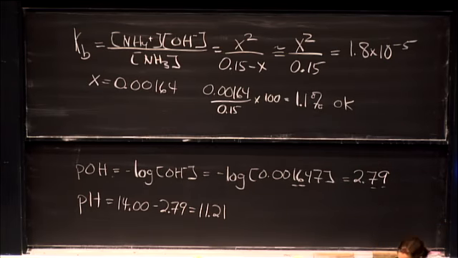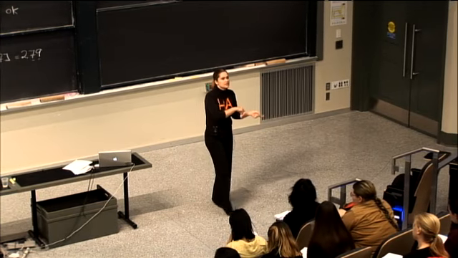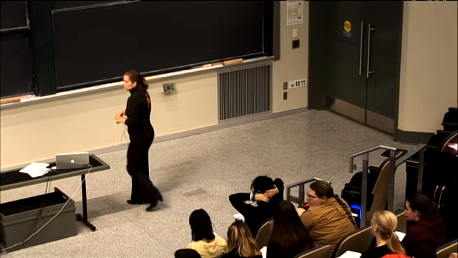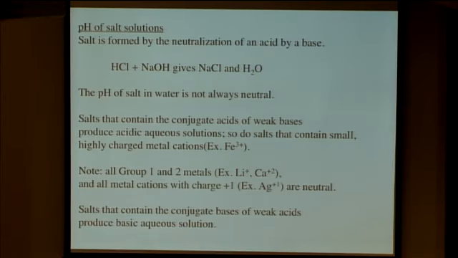All right. So now we're going to talk about salt problems, and I'm going to try to convince you that salts are actually the same as the weak acid and weak bases that we just did. So a salt is formed when you mix an acid and a base together. So for example, if you have HCl and sodium hydroxide, you're going to get table salt, NaCl, and water. So the pH of a salt in water is not always neutral. Sometimes it's neutral, sometimes it's not neutral.